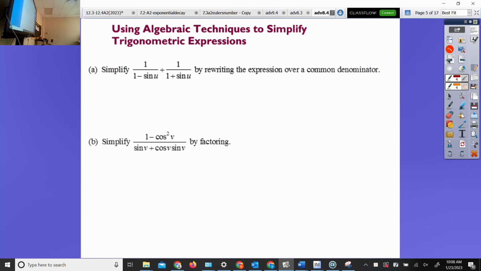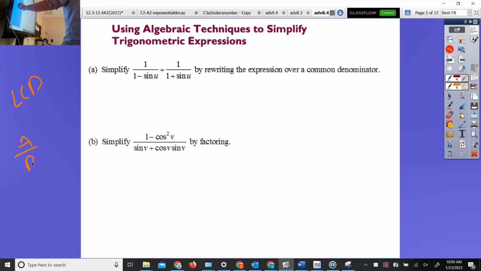Simplify 1 over 1 minus the sine of u plus 1 over 1 plus the sine of u by rewriting the expression over a common denominator. This is the LCD method. That's all it is, nothing more. There's lots of ways of teaching this. Anybody know what the LCD would actually be?